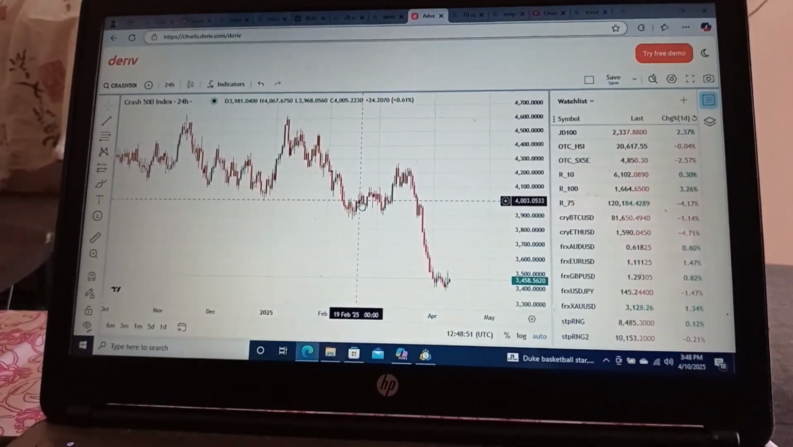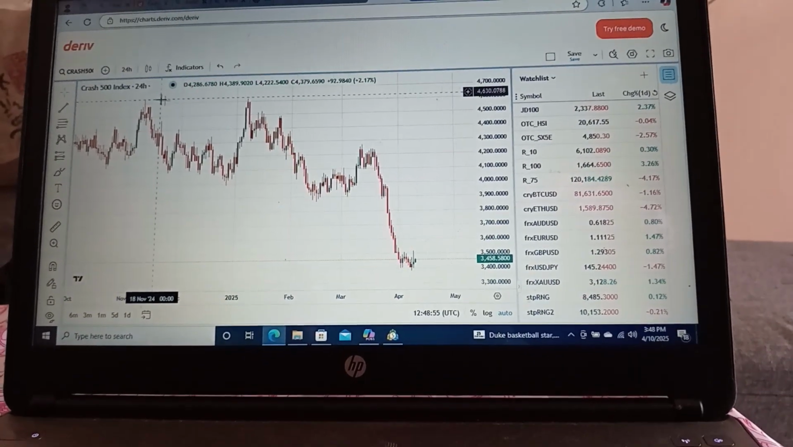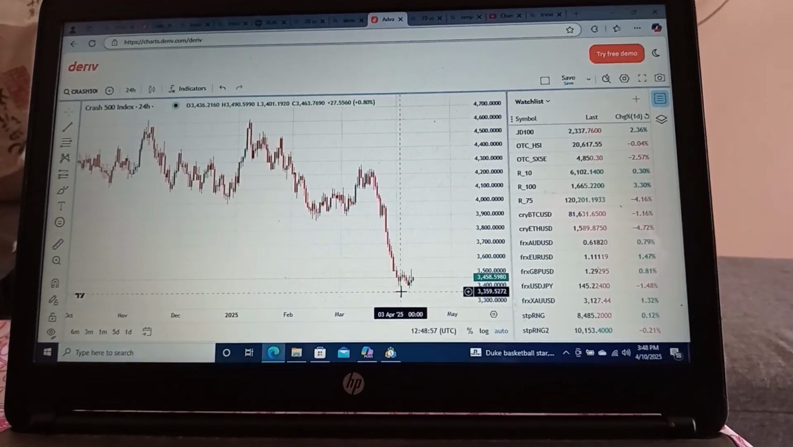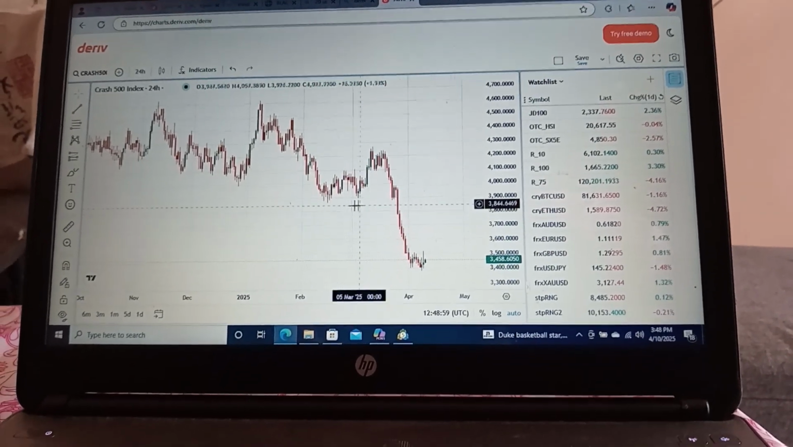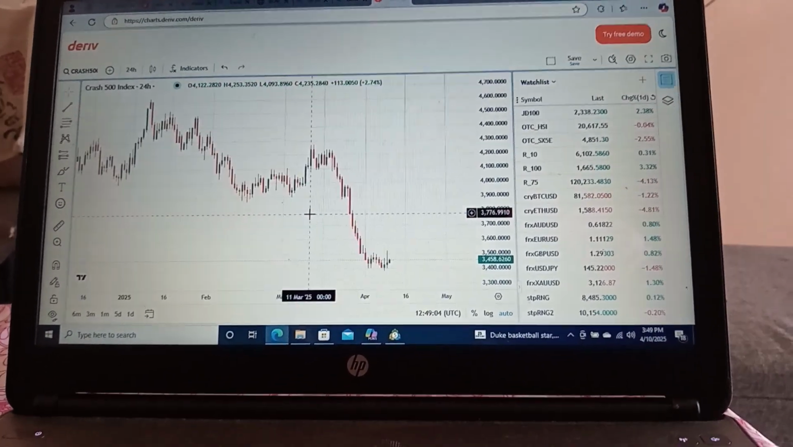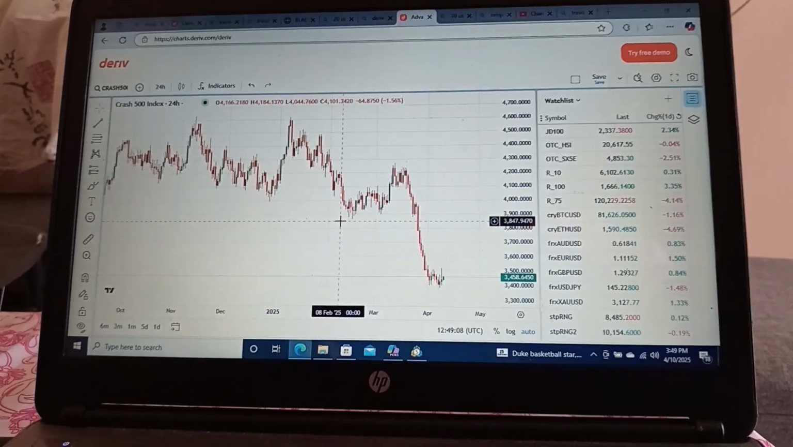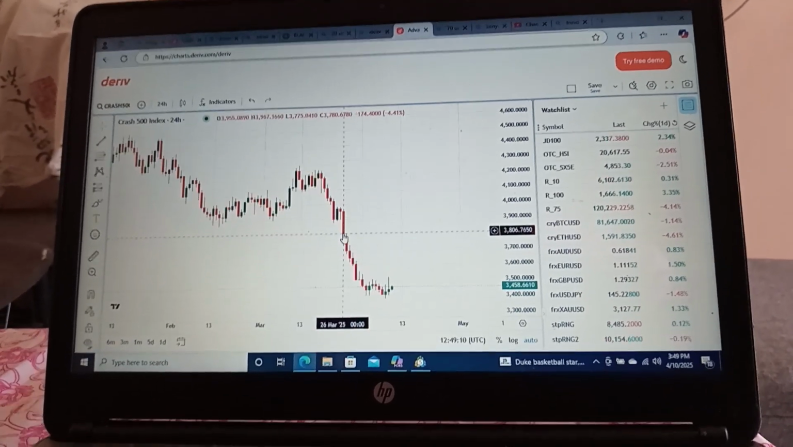We're going to do a top-down analysis whereby we'll be looking for entry points and exit points. And first thing, what I normally do is I look at the market in a bigger time frame.